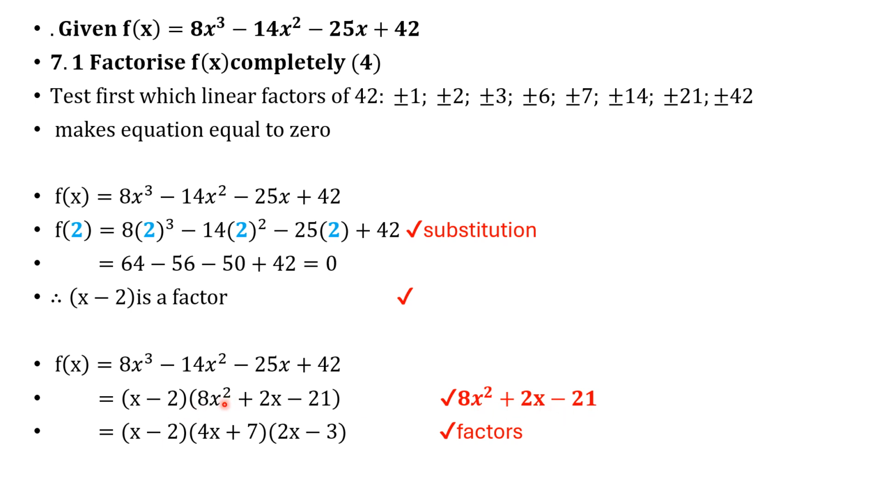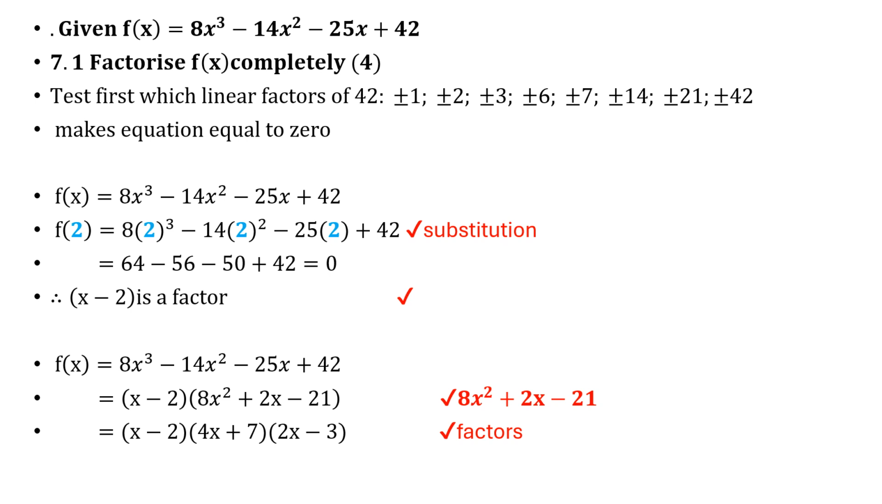If we factorize, 8x² is 4x times 2x, giving me 8x². Negative 21 is 7 times negative 3. That is because 7 times 2 gives me 14 and minus 3 times 4 gives me minus 12. So 14 minus 12 then gives me 2x. So again, 1 mark for substitution, 1 for understanding that x − 2 is a factor or showing it's equal to 0. Another mark for getting the quadratic, and if you get stuck you can use the reverse L method which I've shown you in the 2 previous videos. And then the last mark for all the factors, right?